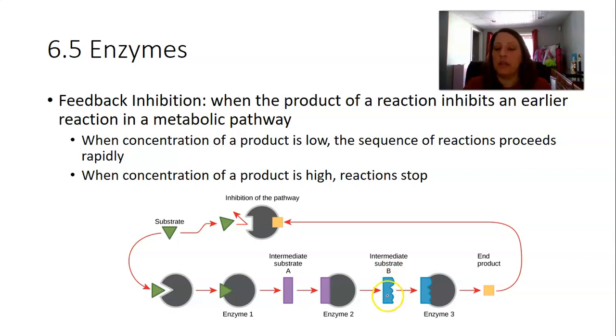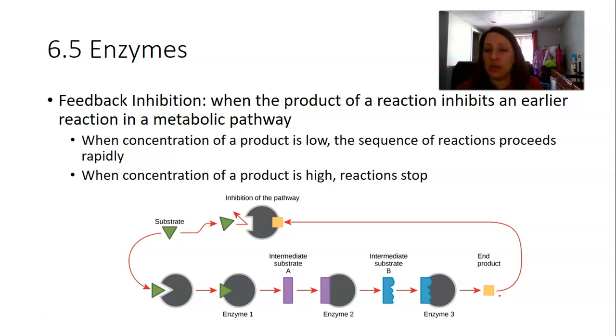And then substrate B will bind to enzyme 3, and enzyme 3 will convert substrate B into our end product here, which is shown in yellow. So that pathway will happen if there's not a lot of end product, and as long as all of these enzymes are in their active form. But what happens when the end product starts to build up? So we get a lot of those yellow squares.